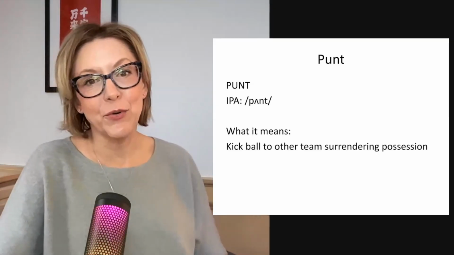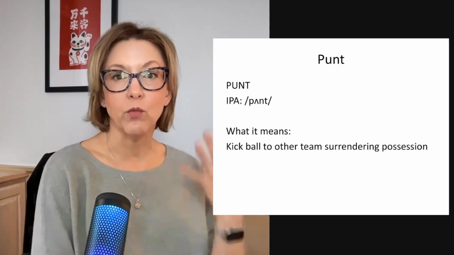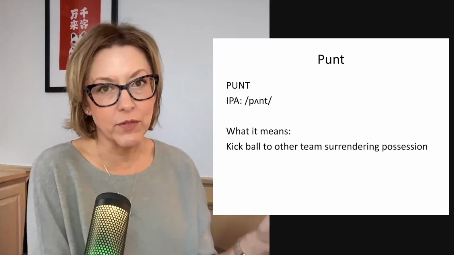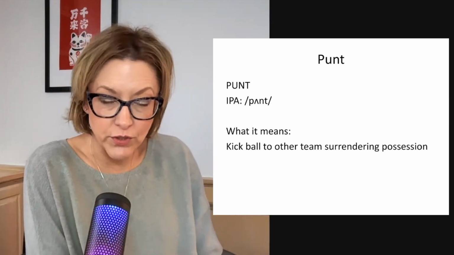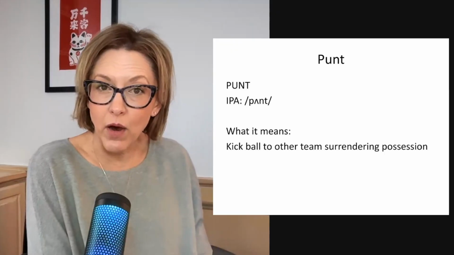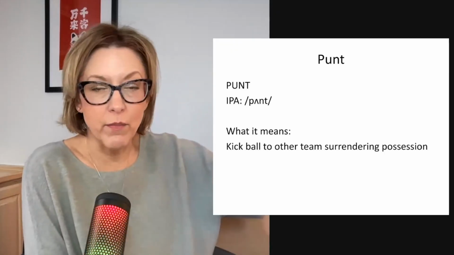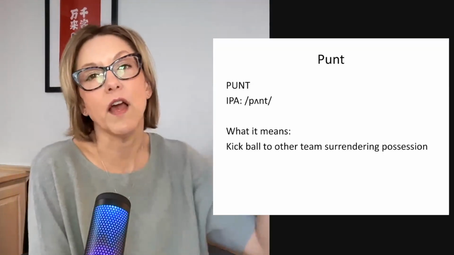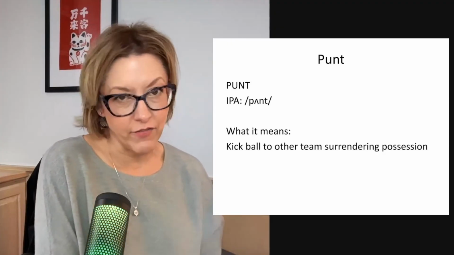Moving on to punt. And this usually happens on the 4th down, which is the 4th try to move 10 yards when you're not going to be able to get it. And so what the offense will do is kick the ball, thereby surrendering the ball. So you're basically getting rid of the ball, trying to get it down the field so that the other team doesn't have a bigger advantage.